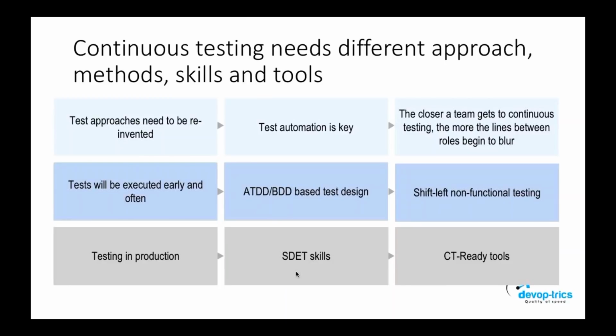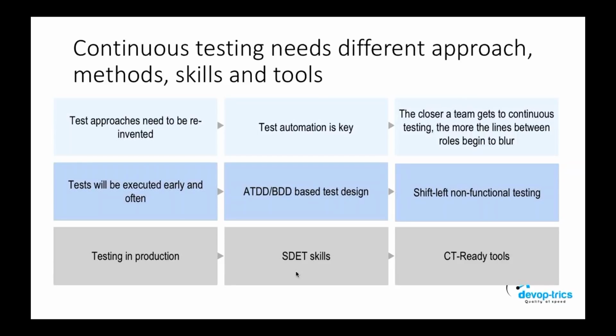So now let's look at continuous testing from a testing practitioner's point of view, or a development point of view, or even the point of view of a fresher who is trying to enter the industry now. So what do we have to really consider now? First thing is that continuous testing needs a different approach. The old approaches will not be sufficient. Different methods, different skills, and different tools. So what do I mean by that? Test approaches need to be reinvented. I'll talk in the subsequent slides about how these things will be done.